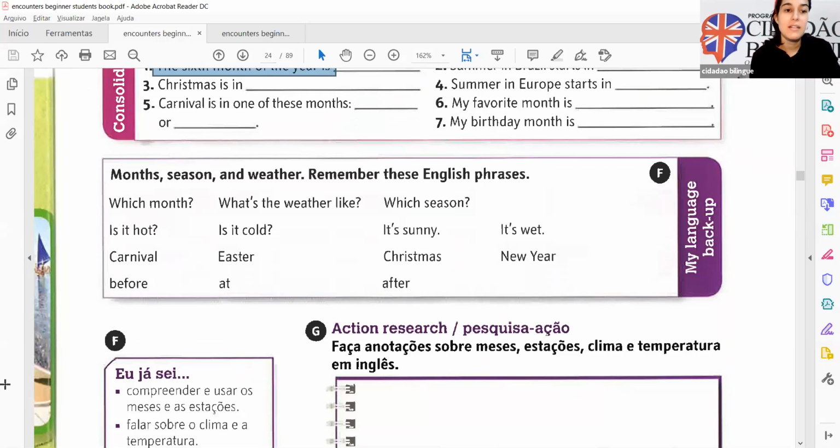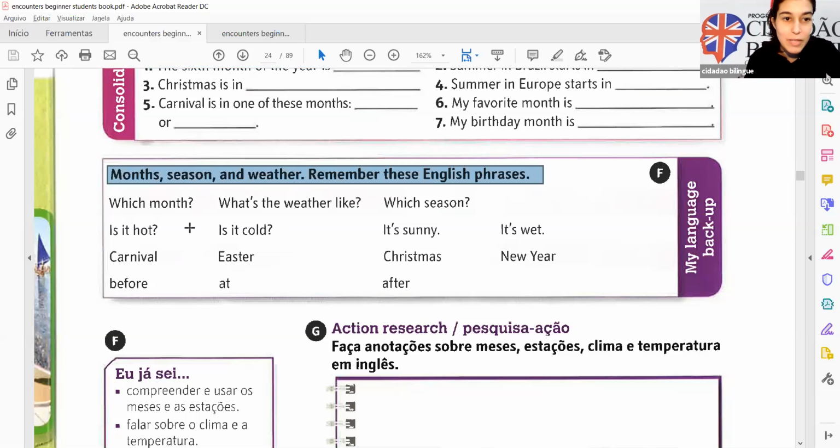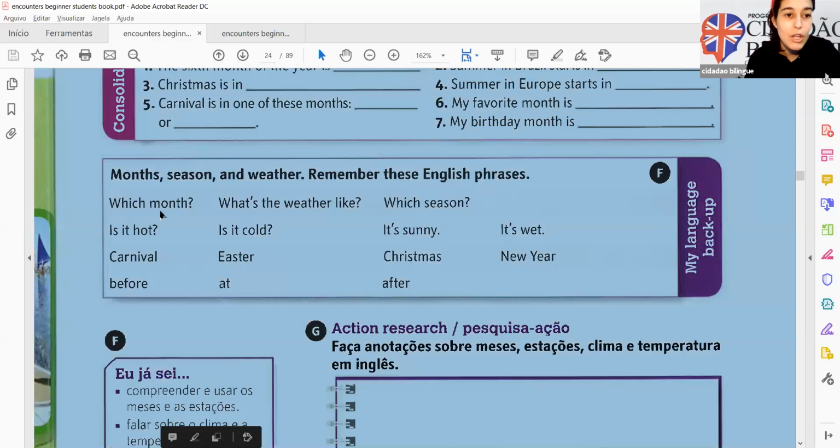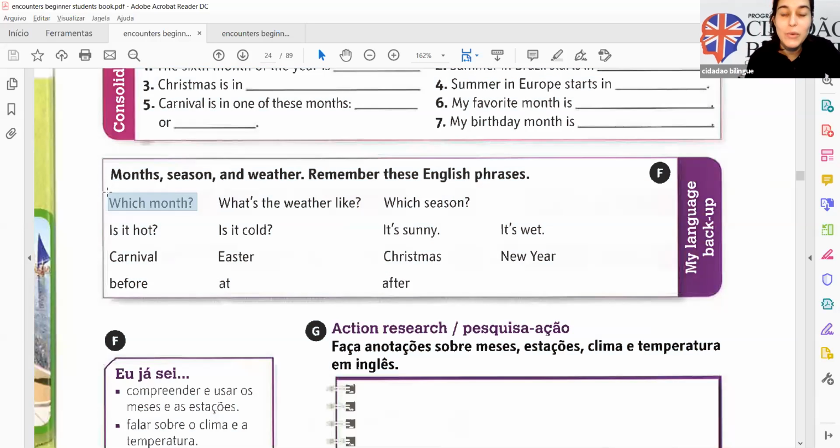So, months, season and weather, ok? Remember these English phrases. Lembrem-se dessas frases, lembrem dessas expressões, ok? Which month? Qual mês, ok? Is it hot? É quente? Is it cold? É frio? What's the weather like? Como é o tempo? Como é o clima? Which season? Qual estação? It's sunny. É ensolarado. It's wet. É úmido.